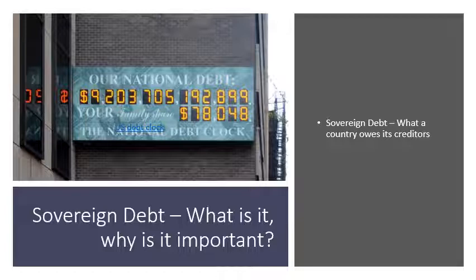But it's the kind of total debt that a nation owes to its various creditors, which might include the World Bank, it might include the IMF, it might include the China Development Bank, it might include other nations. It includes a lot of things. So that whole grand total is your sovereign debt.